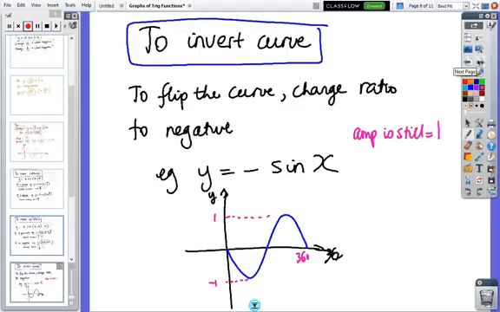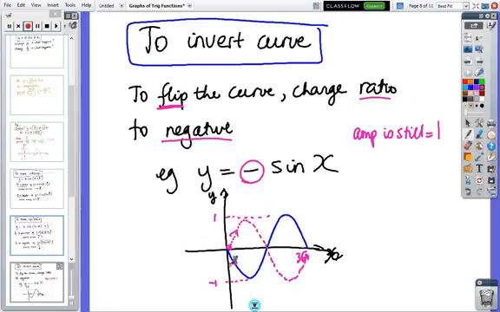Oh, no, we're going to do inverting. To flip the curve upside down, we just have to change the sign, change the ratio to a negative. For instance, if I've got minus sine x, instead of the curve going up like the normal sine x, I go down.